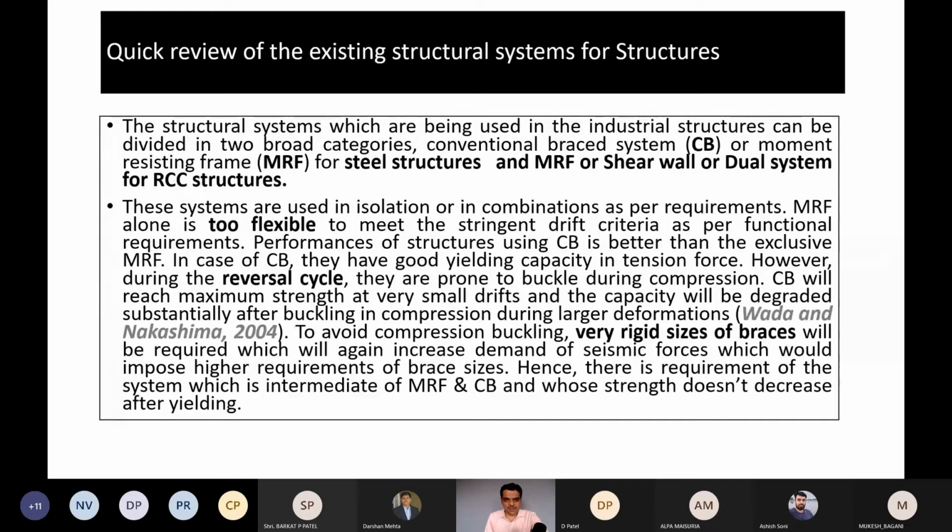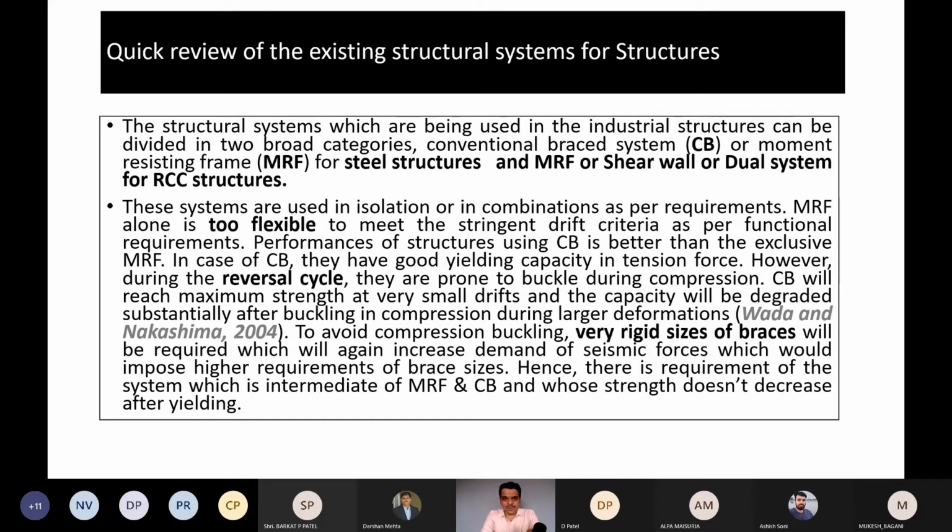Now, the problem with these systems, as we just discussed, is that they are used in isolation or in combination, right, as per requirements. Moment resisting frame alone is too flexible to meet the stringent drift criteria as per the functional requirements. Okay. And of course, the performance of structures using conventional brace is better than the exclusive moment resisting frame. So there is always a preference for putting conventional brace in the structure as compared to the MRF. But because of stringent functional requirements, we might have to go with the MRF, but conventional brace is always a better option.